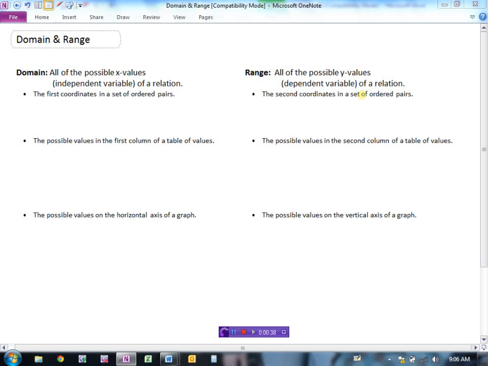And we know that there are different ways that we can describe a relation. One way is a set of ordered pairs. So if I make some points up here, say (3, 7), (2, 1), (7, 5), and (3, -2), then the domain would be the first coordinates in the set of ordered pairs. So these are all the x values. The domain of this relation would be 3, 2, 7, and then we've got 3 again, so we don't need to mention that twice. So the domain would be 3, 2, and 7. Those are all the possible x values.